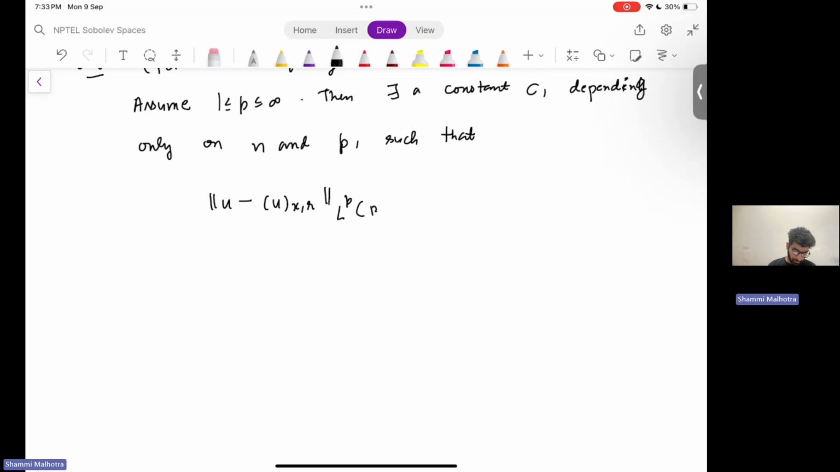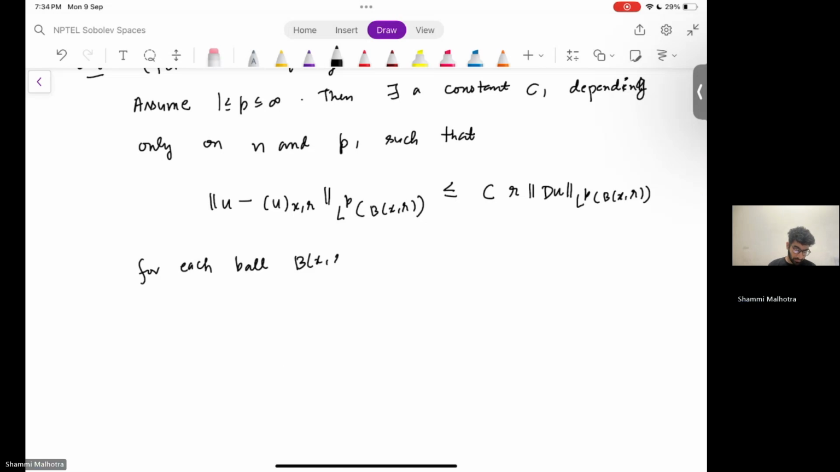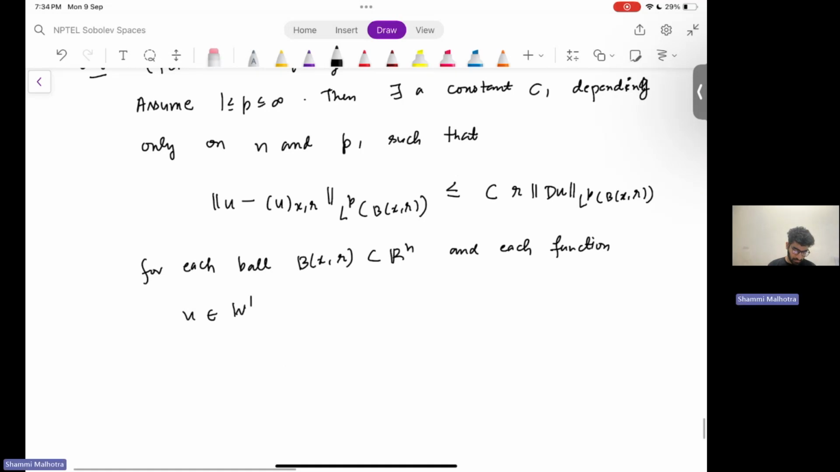The L^p norm on B(x,r) is less than or equal to some constant times r times the L^p norm of Du on B(x,r), for each ball B(x,r) subset of R^n, and each function u in W^{1,p}(B(x,r)).